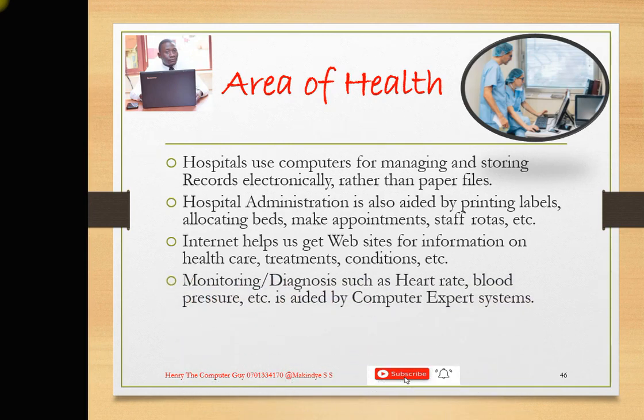Monitoring or diagnosis, such as heart beat rate, pressure, etc., is aided by computer expert systems. If you want to know the disease that you're having, they can use a computer to diagnose and find out the disease that you're suffering from. You want to go for testing, to see whether the result is negative or positive. How would you know that? They will use a computer to know whether you're positive or negative, whether you're pregnant or not, and other diseases.